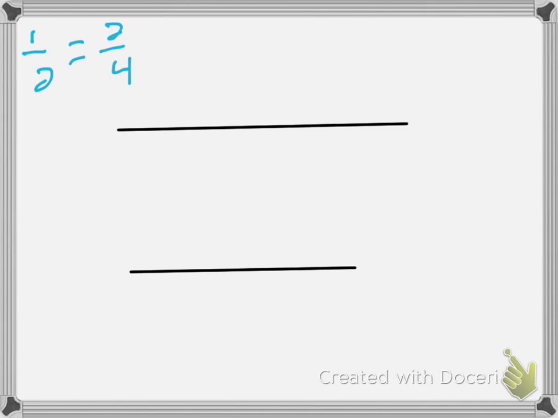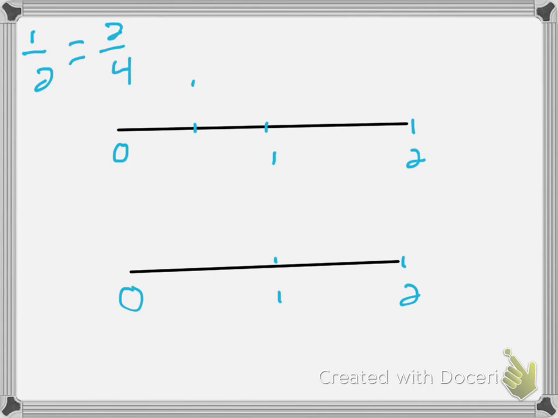Now, let's look at the case of why 1/2 is equivalent to 2 over 4 using a number line. We both have a whole in this case. Let's just go from 0. Here's 1. Here's 2. So now again we're letting the length of 1 on the number line represent the whole. Here we're partitioning it into 2 equal parts. So that represents 1/2.